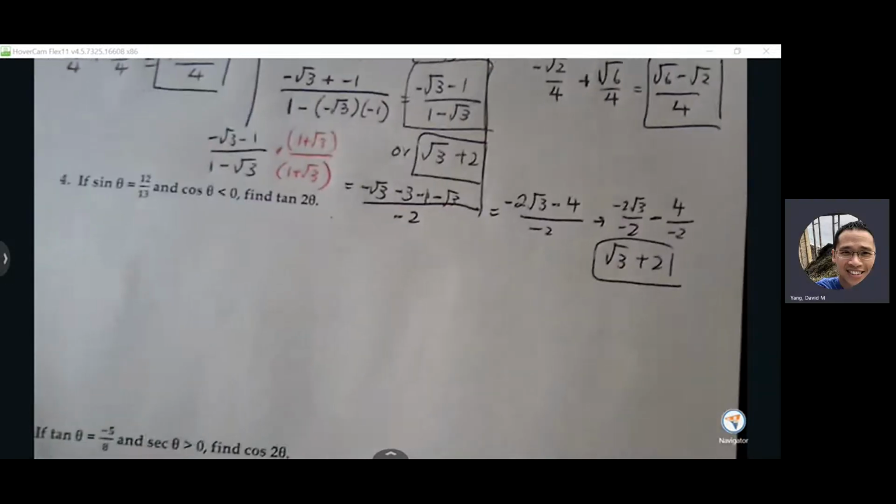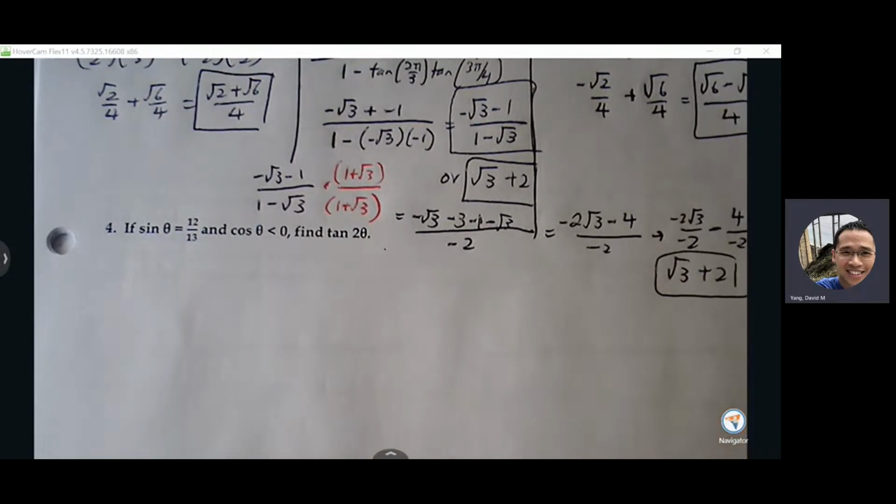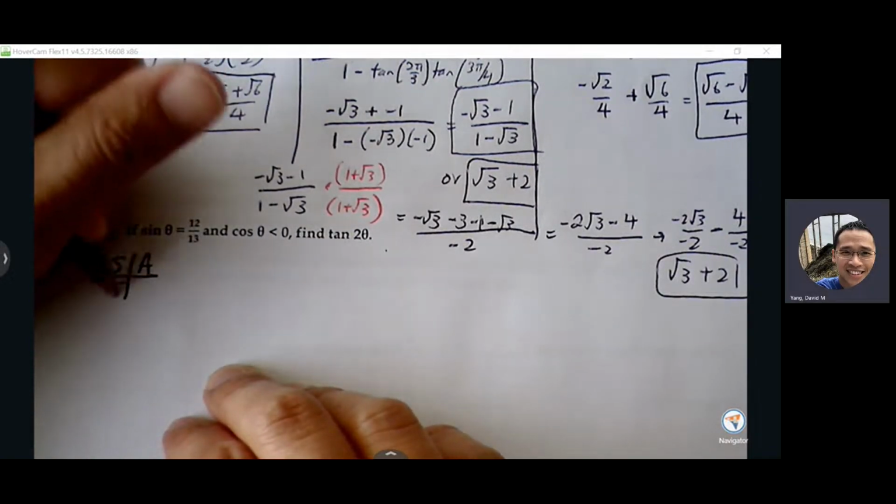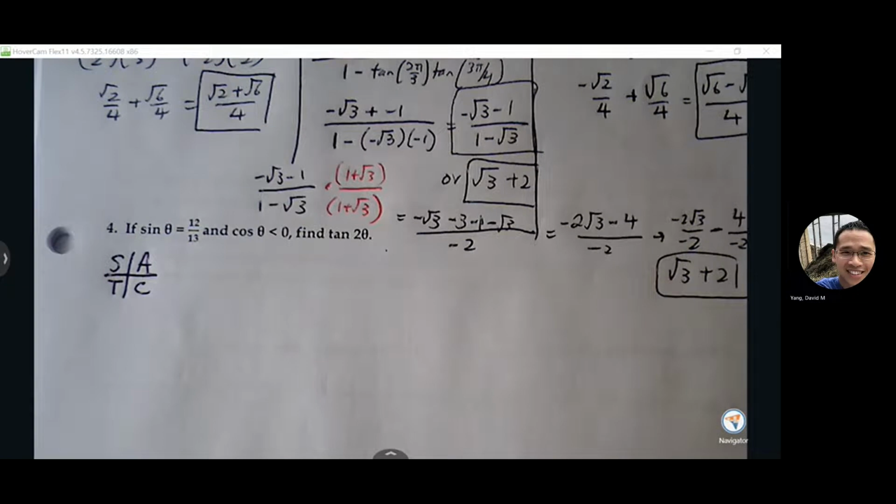Okay, number 4, this is where we draw our triangle. It says that sine is 12 over 13, cosine is negative. From those two pieces of information alone, can we narrow down which quadrant we must be in? Use your ASTC to help you eliminate. So that means we want sine positive and cosine negative. Second quadrant, right?